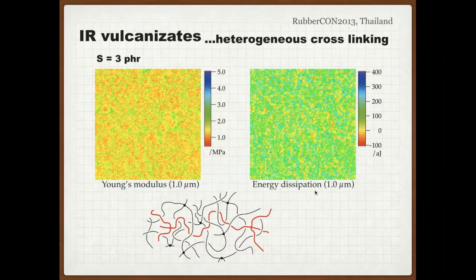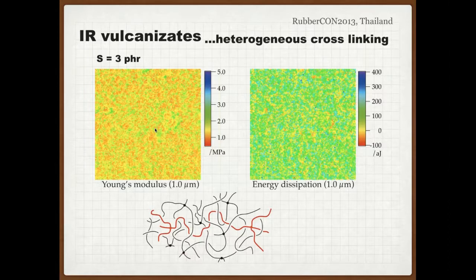This is one example. In this case, I use the IR vulcanizate. The cross-linking is performed by sulfur. Then, by adjusting the sulfur contents, you can see some heterogeneous cross-linking situations. The left-hand side image is a Young's modulus map. Then you can see some contrast, the green and the orange colors. This just tells us the stiffness difference, the modulus differences. But the question is where this difference comes from.